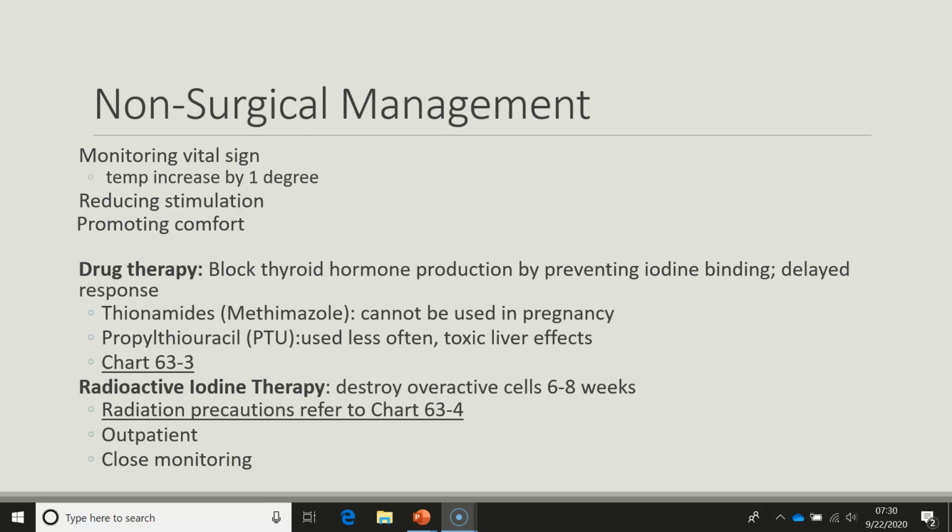As far as non-surgical therapies, there are drugs that will block the thyroid hormone production by preventing iodine binding, with delayed responses. Sometimes these patients also will have radioactive iodine therapy that destroys overactive cells over 6 to 8 weeks. This is usually outpatient with close monitoring. And like with any radiation activity, it stays in their body much longer, and they have to take radiation precautions, which are listed for us in 63-4.